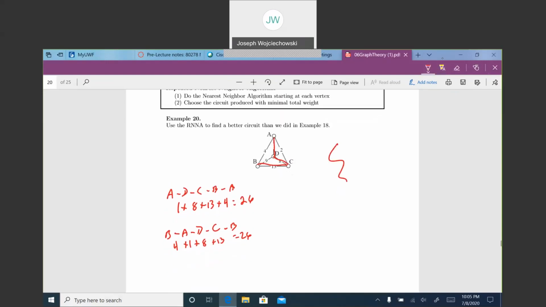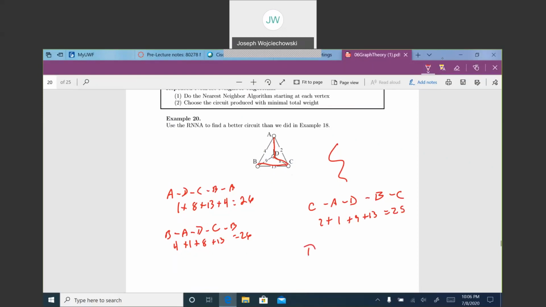So let's start at C and see what we get. My nearest neighbor to C is A with 2. My nearest neighbor to A is still D with 1. That only leaves B left to go to, which is 9. And then back to C, which is 13, 22, 23, 25.